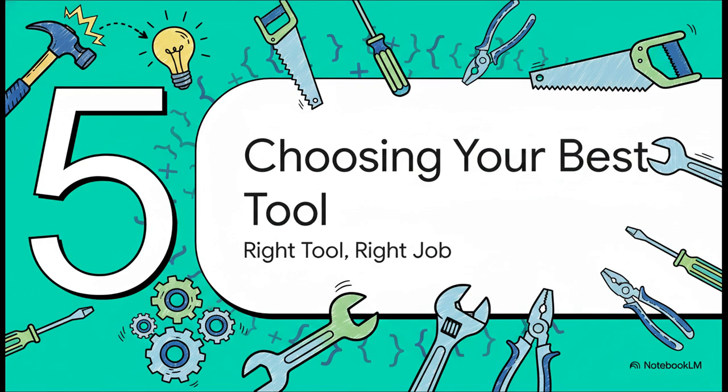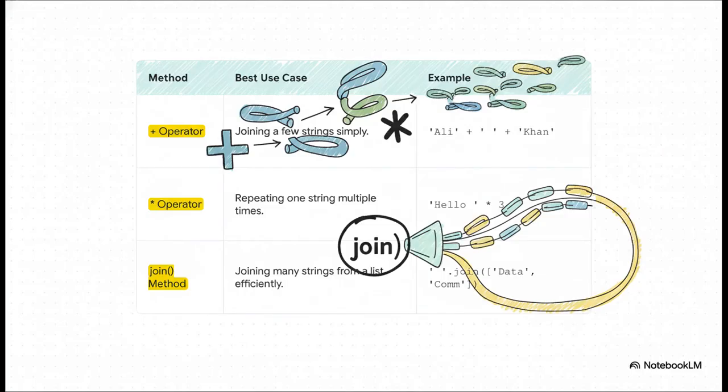Okay, so we've just filled our toolkit with 3 really distinct tools. But you know, a good programmer knows it's all about choosing the right tool for the right job. So let's do a quick review of when to use each one. To recap, for joining just a couple of strings, the plus operator is perfect. For repeating a single string, use the asterisk. And, this is the big one, when you have a list of strings to combine, especially a long one, the join method is your most efficient choice because it only creates that one new string right at the very end.